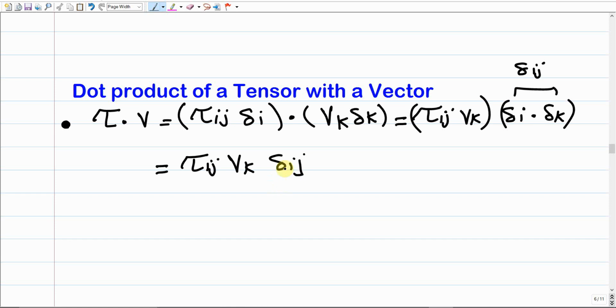So what if I would like to get rid of the delta? It means you have to use the same index for both of its indices. Let us assume that index is i, for example. So I'm going to say tau ii vk. As you can see, there are no deltas here. This is going to give us a zero order tensor, so we end up with a scalar quantity.